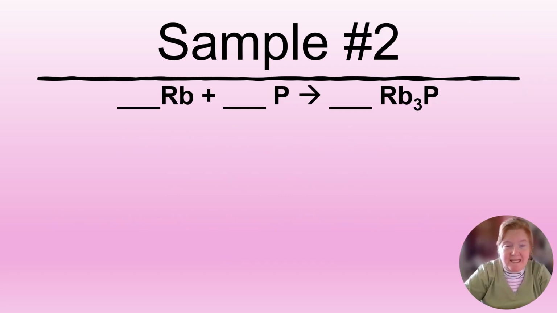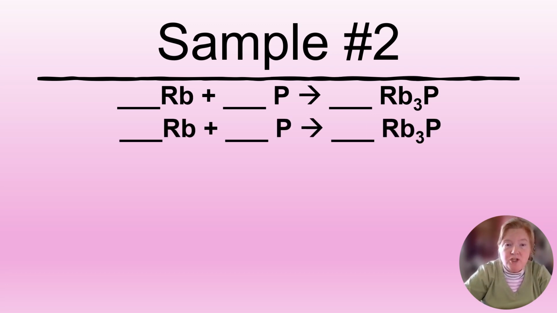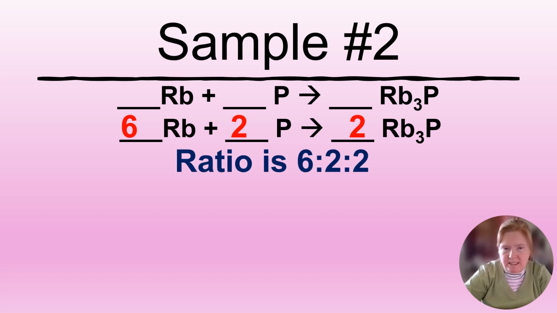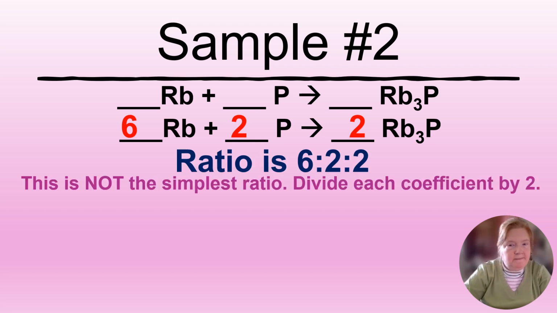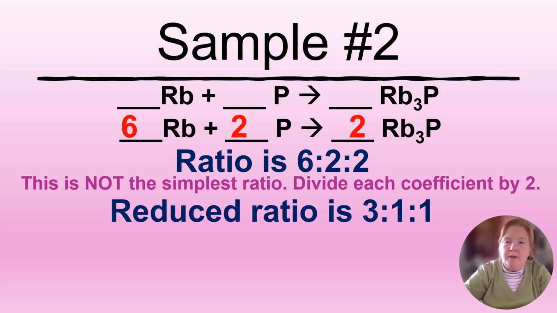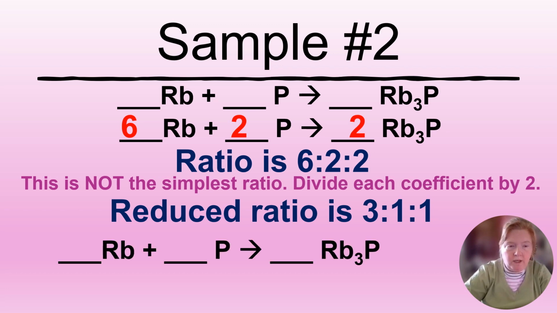Let's look at another example. So say here is the chemical formulas, the equation, and say I balance it like this. Let's look at the ratio. It's 6 to 2 to 2. Well, this is not the simplest ratio. I can in fact divide all of those numbers by 2. So when I do that, I get a reduced ratio of 3 to 1 to 1. And so it would look like this.